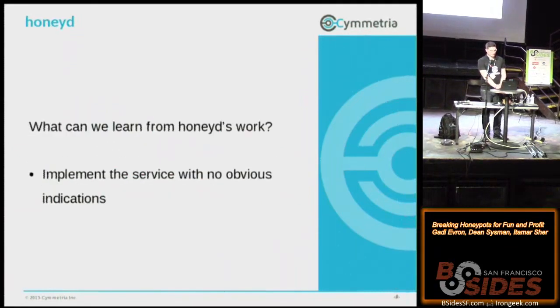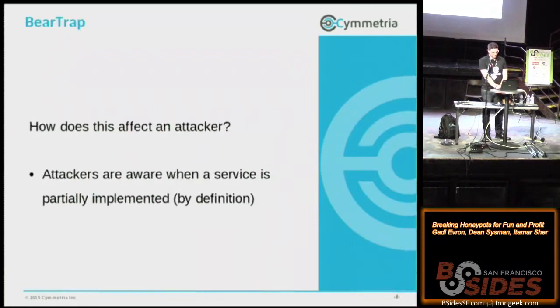And what we can learn from HoneyD's work is that we should implement the service with no obvious indications. All the indications we find in HoneyD are implementation issues, not purposeful attempts to direct the attacker to realize that this is a honeypot. And now the attacker should be realizing that if a service is implemented only partially, like some of the commands aren't implemented or other things don't behave as they should, this could be a honeypot, right? And more often than not it is.